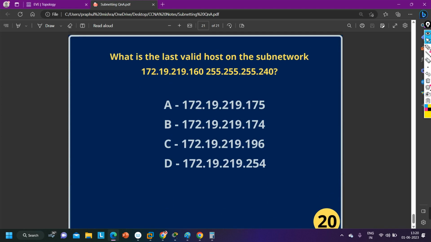Please tell me the answer. I found option B. You found answer B. Okay. What is the last valid host of the subnetwork? Here the block size will be 16. So if the block size is 16, that means this one is the network ID.